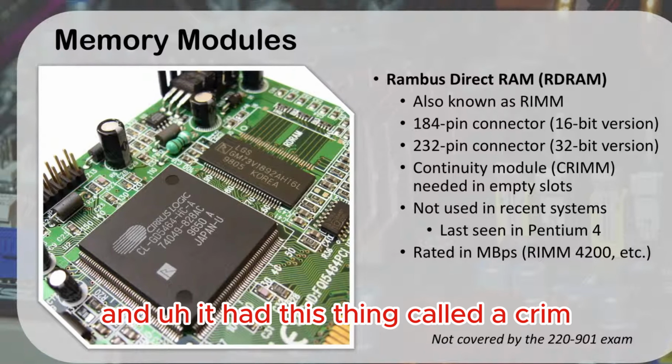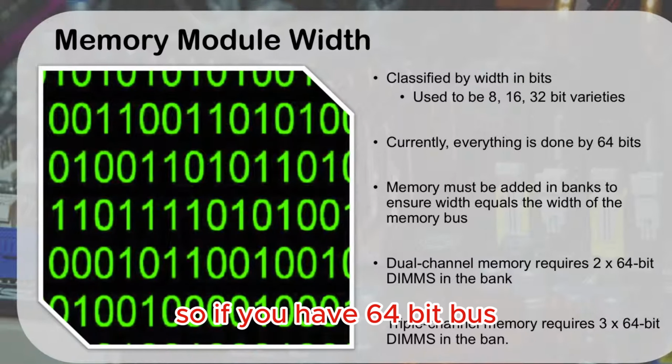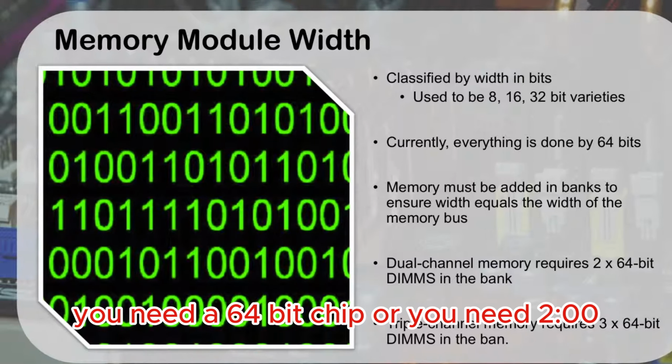So, your memory module width. When you look at your RAM, it's classified by how big the width is in bits. So it can be an 8-bit, a 16-bit, or a 32-bit variety. But now everything is being done as 64 bits because we're using 64-bit processing, right? So we want 64-bit RAM. That means on every clock cycle we can send 64 bits of data, which makes sense since we're a processor that accepts 64 bits, right? Memory must be added to the banks to ensure the width equals the width of the memory bus. So if you have a 64-bit bus, you need a 64-bit chip, or you need two 32s to make 64, depending on how your motherboard is set up.